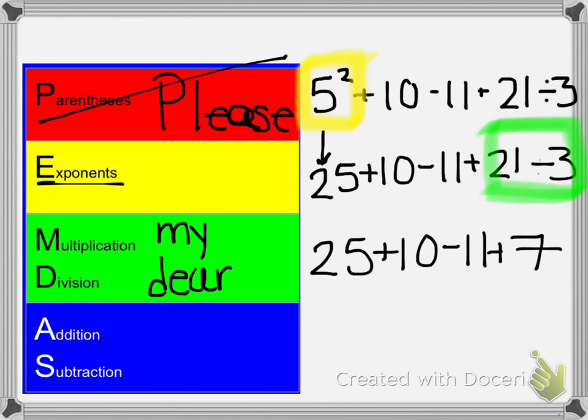And I'm sorry, I forgot. Exponents is going to be excuse. So remember, our full expression is please excuse my dear and then Aunt Sally. So now I'm done my multiplication. The last thing I have to do is my addition and subtraction. Aunt Sally.